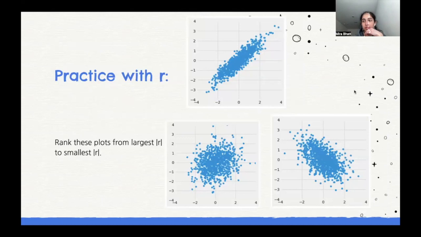Here are some graphs that are also from the Data 8 textbook. If we were to rank these in order of largest R, like absolute value of R, we would start with this one because the points are the closest to lying on a straight line. Like we didn't flick them very much. And this would have the smallest R, sorry, because the points are the closest to just being in an amorphous cloud.